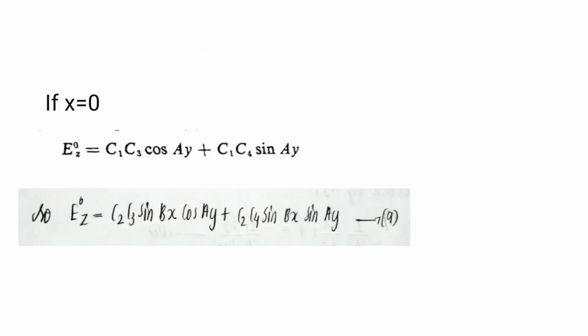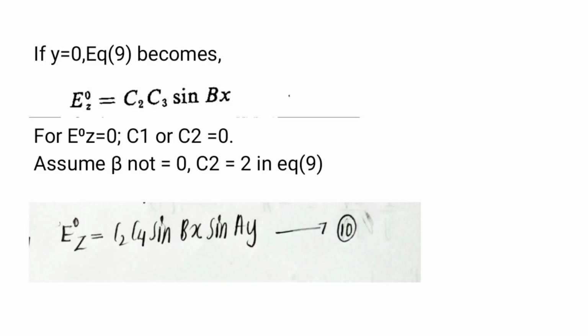If x = 0, then equation 8 becomes E0z = c1 c3 cos ay + c1 c4 sin ay. For E0z to vanish, c1 must be 0. So, E0z = c2 c3 sin bx cos ay + c2 c4 sin bx sin ay. When y = 0, then equation 9 becomes E0z = c2 c3 sin bx. For E0z to be 0, c3 or c2 must be equal to 0. Here we assume b is not equal to 0. Put c3 = 0 in equation 9, we get E0z = c2 c4 sin bx sin ay.